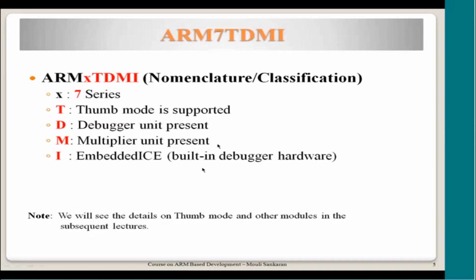And then M is the multiplier unit, and I is Embedded ICE, a built-in debugger hardware. So these two are for the debugging perspective, and the multiplier is a high performance multiplier unit present in the system. We will go into these details later. This is just an introduction about the naming convention and the nomenclature followed by ARM.